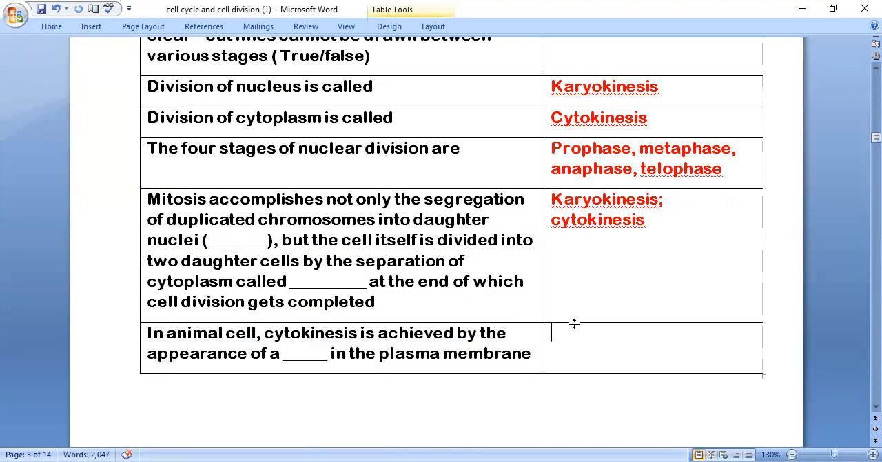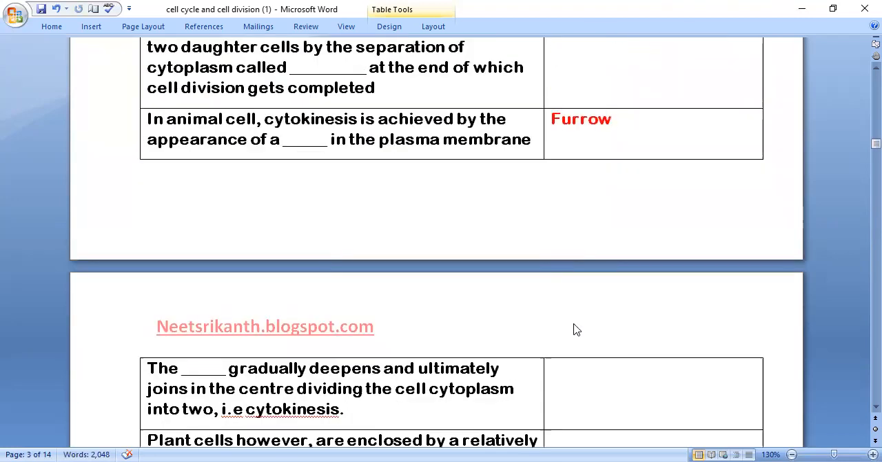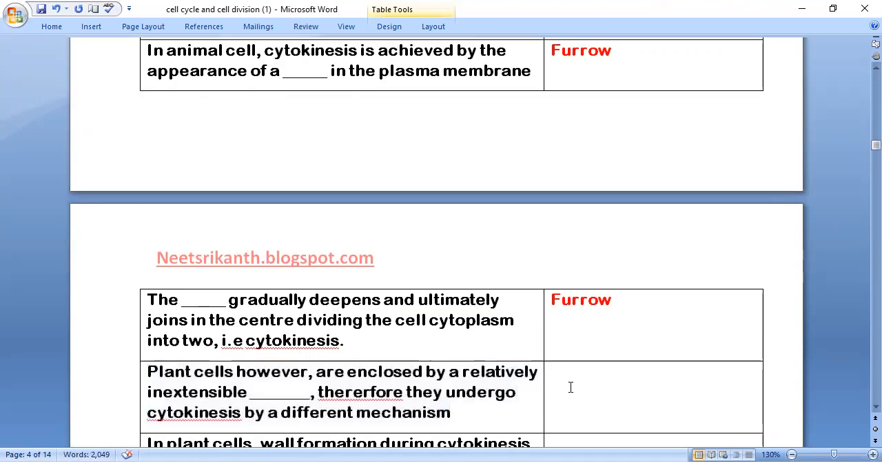In animal cells, cytokinesis is achieved by the appearance of a furrow in the plasma membrane. The furrow gradually deepens and ultimately joins in the center, dividing the cell cytoplasm into two. That is cytokinesis in an animal cell, by a furrow.